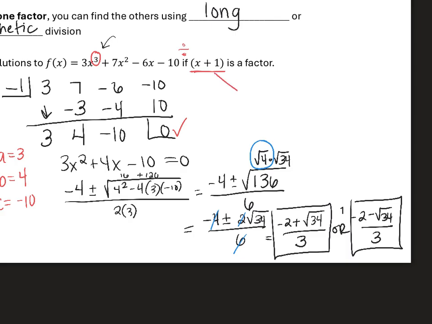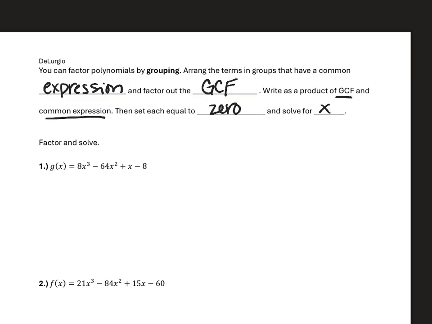What's my third root? x plus 1. Don't forget about that one. So we take that, set equal to 0. My third root will be at a whole number, at x equals -1.